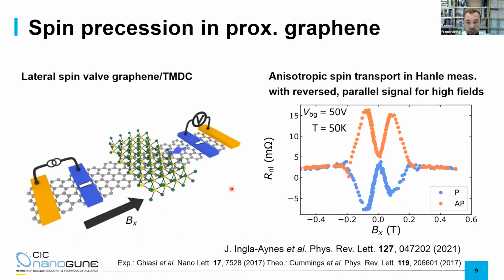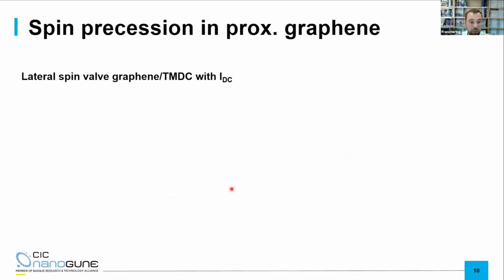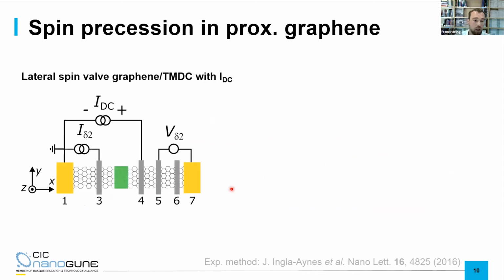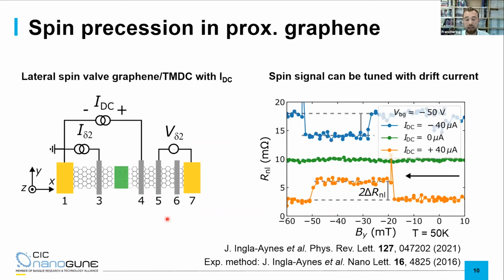And what we did next is we added in our device an additional DC current with which we control the diffusion in our channel. This is an experimental method that has already been used in graphene. And what we can see, if we look again at the lateral spin valve signal, is that it is 0 for no applied current, and that it changes sign if we apply a positive or a negative current.